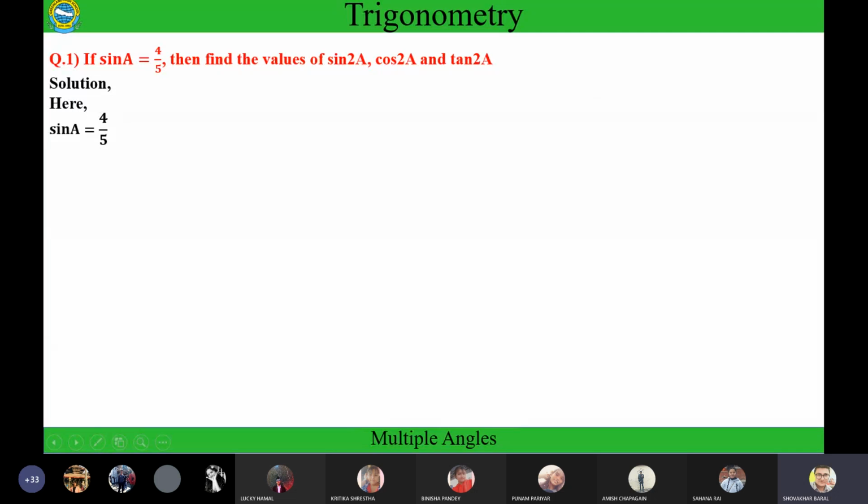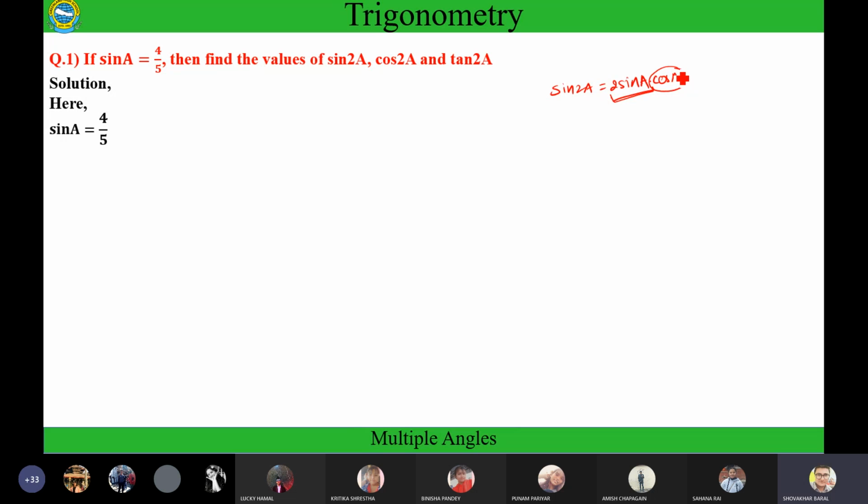In our formula, for sin 2A we have 2 sin A cos A. We have sin 2A is equal to 2 sin A cos A. But the question has given only sin A. Let's find cos A, which is not given in the question. You need to find what is not given in the question.